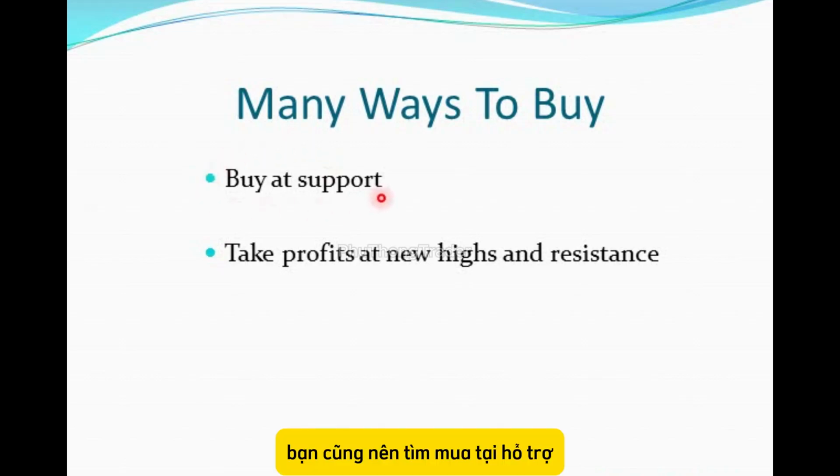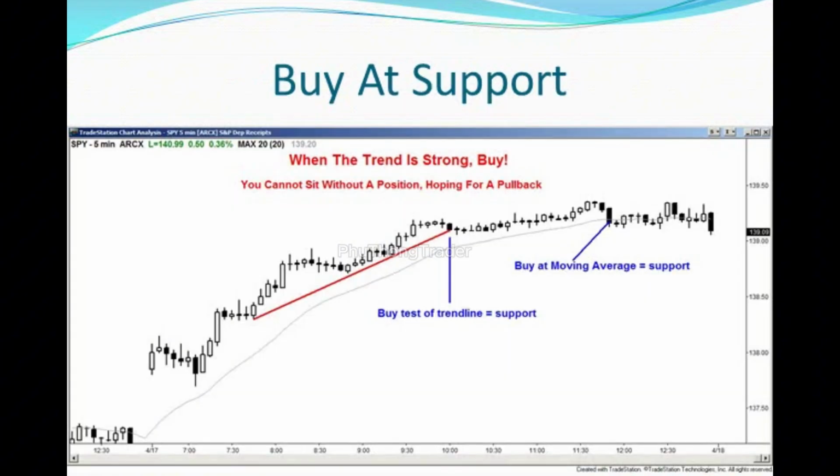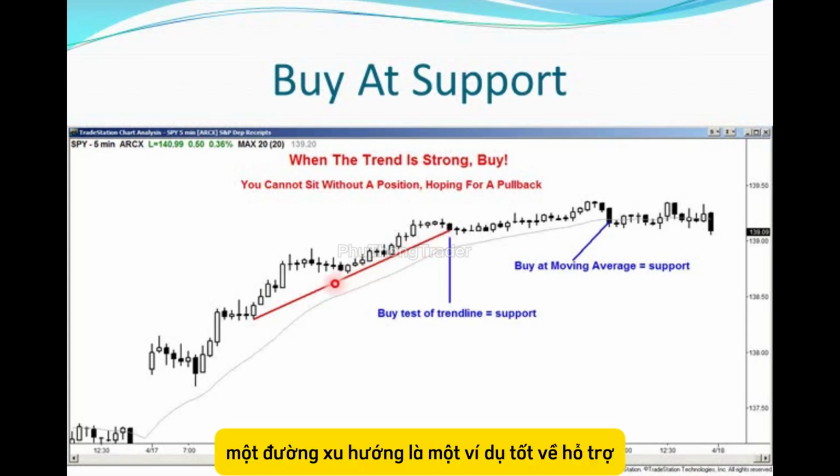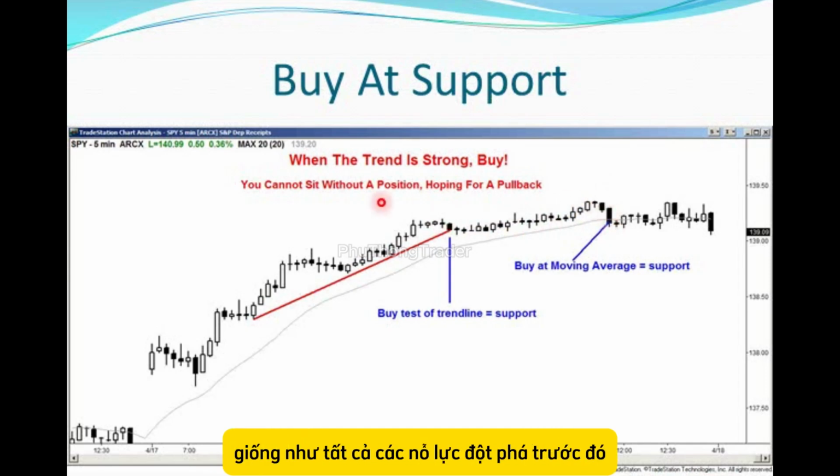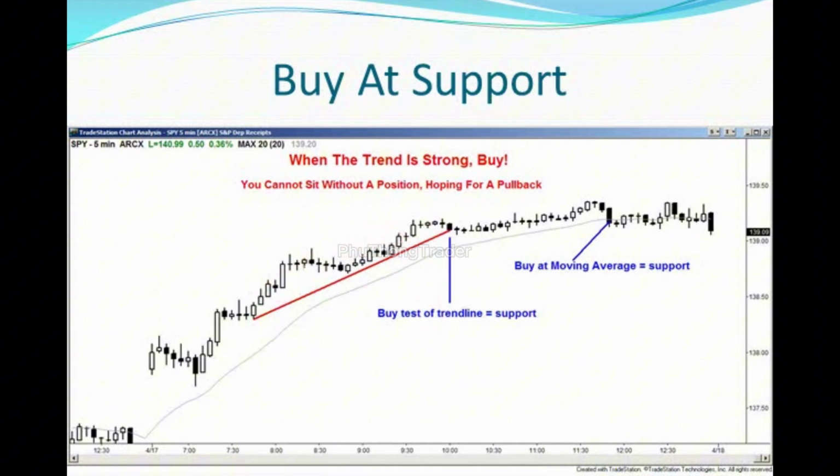You should also look to buy at support, and you should also consider taking profits at new highs and at resistance. What's an example of support? A trend line is a good example of support. So traders will buy at the trend line or just a tick or so below. They'll also buy at the moving average. Despite the strong bear bar, they'll bet that the breakout attempt by the bears will fail, just like all the prior breakout attempts by the bears failed.